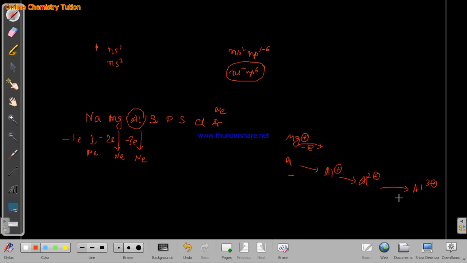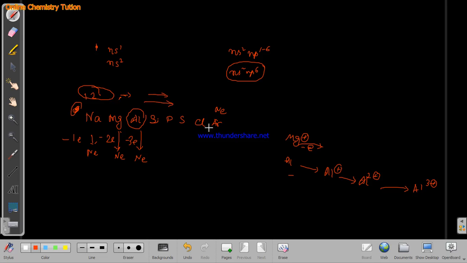Okay. So what do we expect? We expect that the first one or two groups and group 3 will lose electrons to form the previous noble gas electronic configuration, and when we go to the right side, this process will be far more difficult, and they will form covalent bonds far more easily.